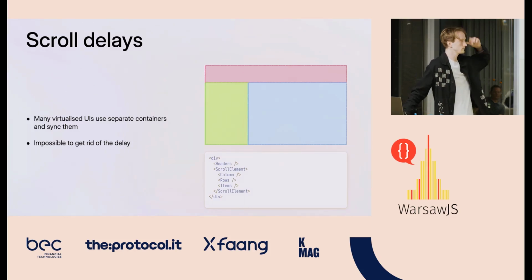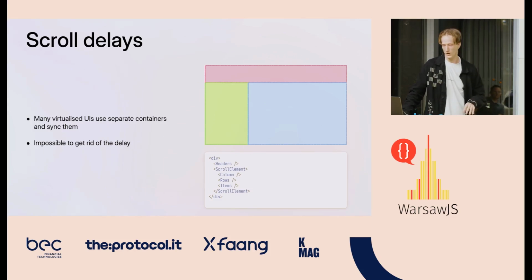Scroll delays. If you implemented or used virtualized UIs like tables, it's a pretty common pattern to have separate scroll containers for headers and the body. And even such giants like AG Grid have this issue. It's just impossible to get rid of this delay when you scroll. I think it's related to MacBook hardware acceleration, but I'm not sure. And that's what I told all my colleagues, that we just can't do anything about it.